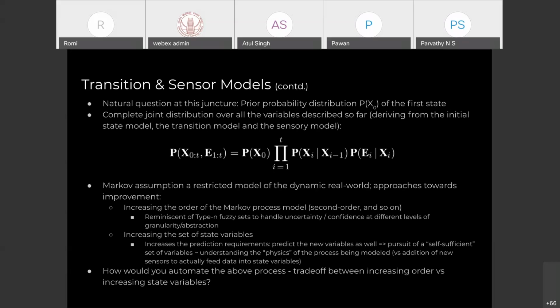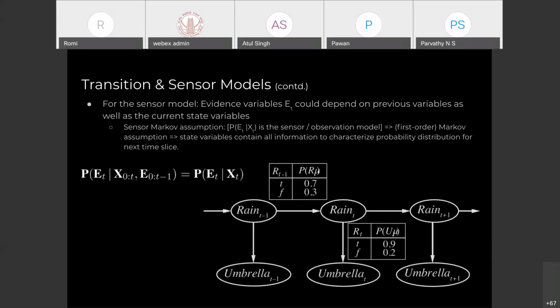I can also increase the number of state variables. Right over here, in a first order or in a hidden Markov model, we are just considering one state, but I can think about other states as well. For example, here it's a rain state. I could think about a sunshine state. I could think about a weather state, and so on and so forth.